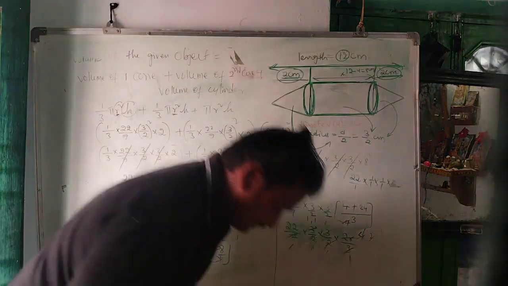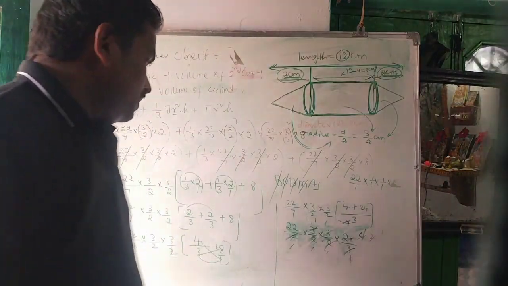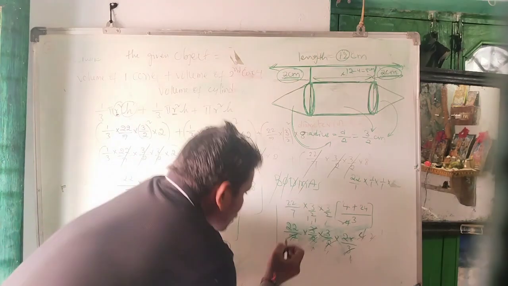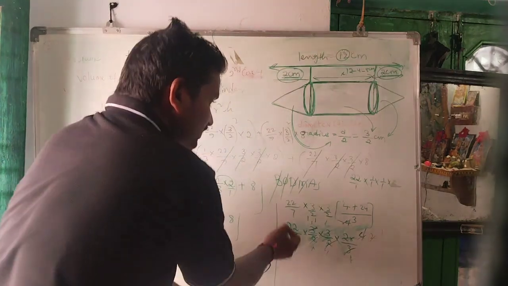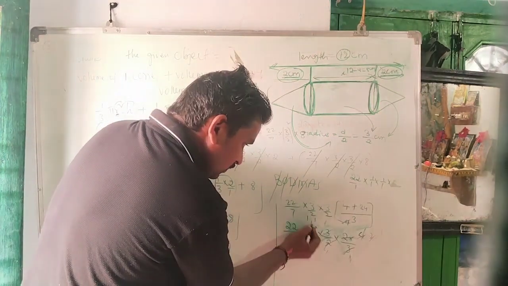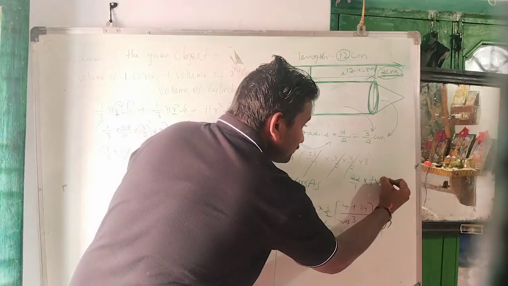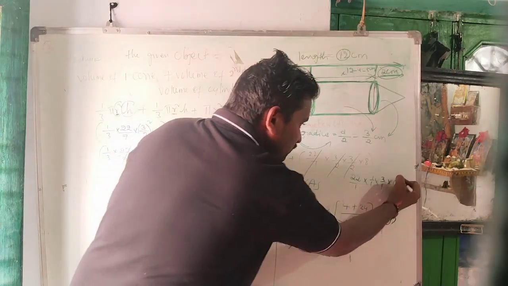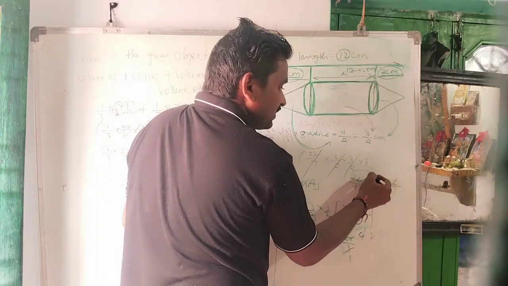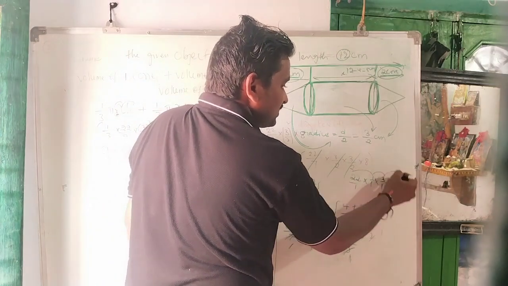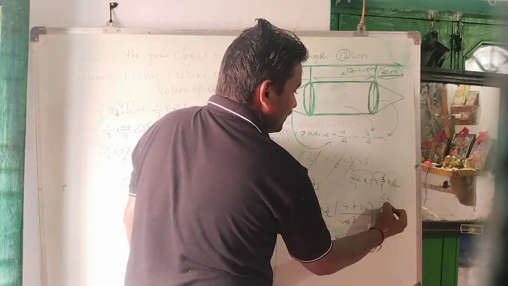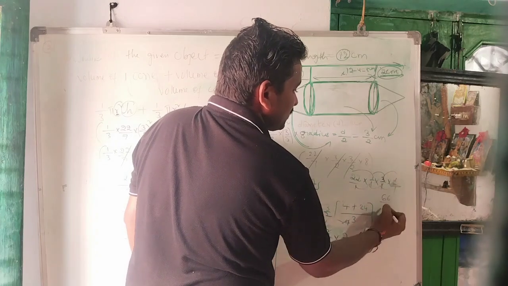Which one is left here? Did we cancel all? 22 by 1 is left. 22 by 1 into 1 by 1 is left. 1 by 1 into 3 by 1 is left. 3 by 1 into 1 by 1. Multiply them. 22 ones are 22. 22 threes are 66. 66 ones are 66 by 1 ones are 1. 1 ones are 1.